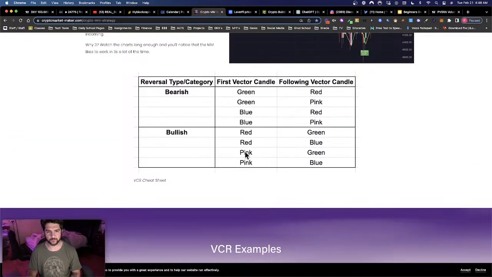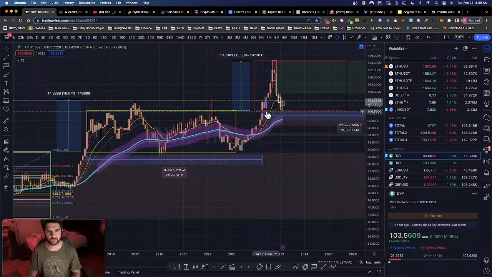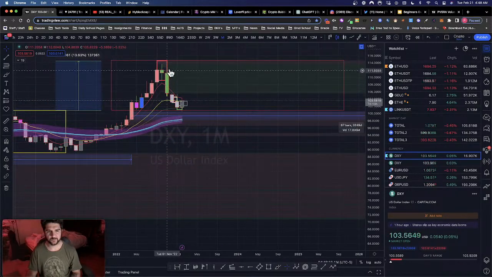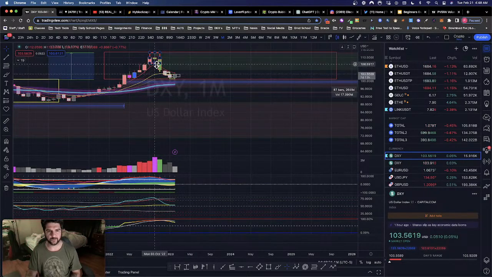Pink blue, where are you? Pink blue, bullish. Pink blue, monthly. Vector candle, two of them, two longs. Stopping volume, don't go a little bit higher. And we'll come back to you later.